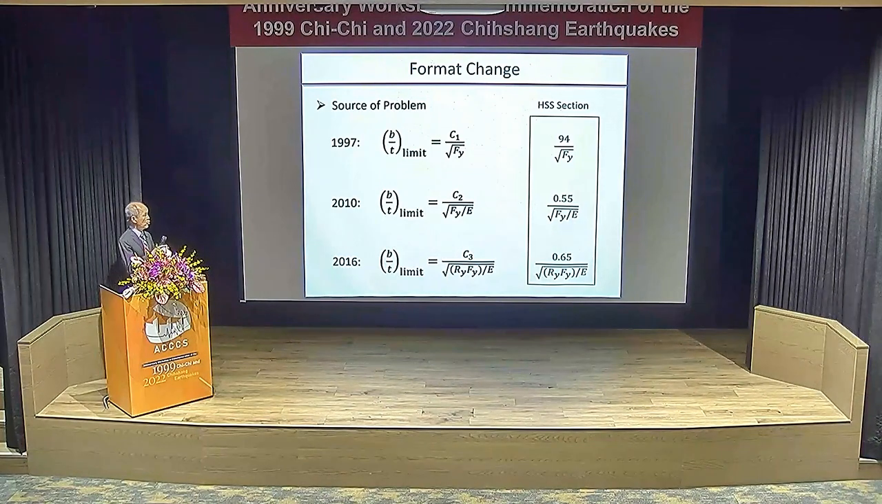In other words, we just tuned the C2 such that the B over T limit is the same as in the previous edition. That's what I've been doing. Then comes the 2016 edition, which is still being used before the 2022 edition kicks in, say in 2 years. So currently engineers in the US are using the 2016 edition.